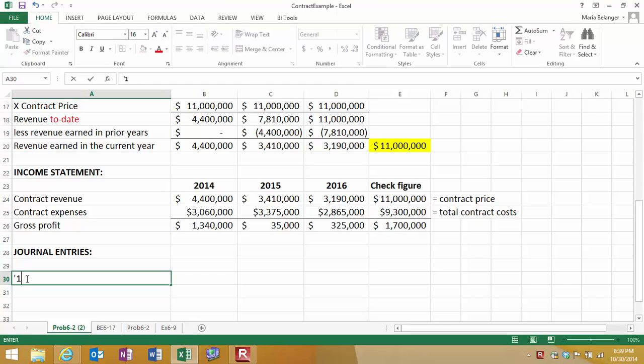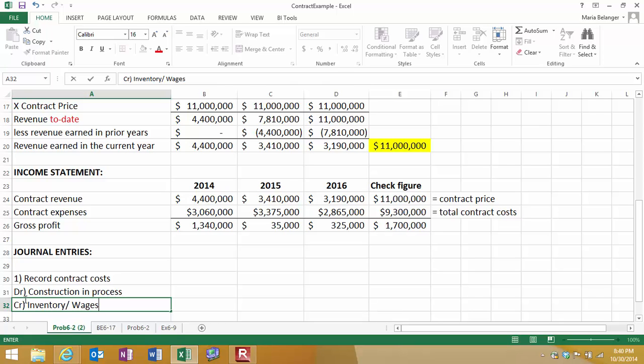So the first one is going to involve recording the contract costs. And we're going to use a construction in process account, which is an inventory account. And on the credit side, we're crediting the various items that go into completing the contract, things such as inventory, wages payable, could be cash as well. So whatever it is the company is using to complete the contract.